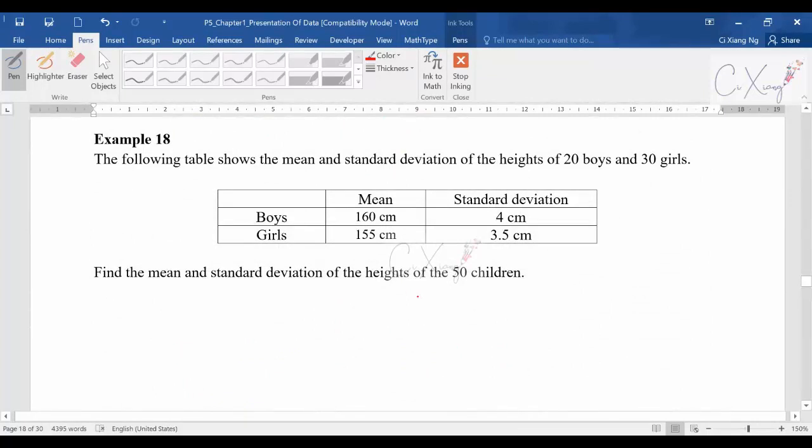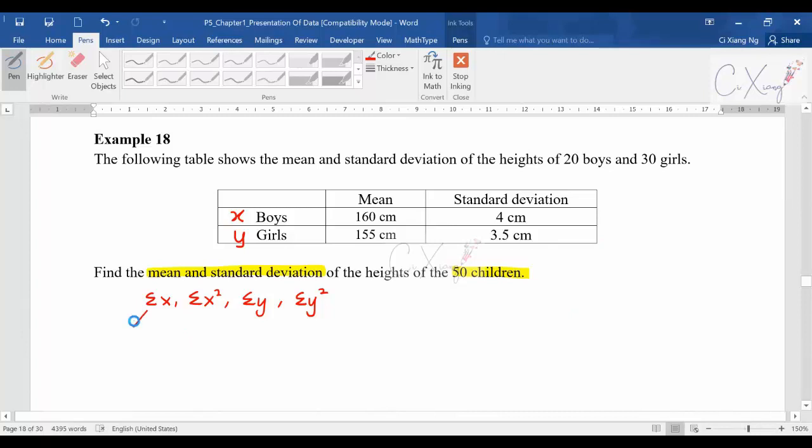Now you're having two groups, boys and girls. Instead of giving you the summation, they give you straight away the mean and also the standard deviation. Let's say the boys are X and the girls are Y. They want to calculate the mean and standard deviation for these 50 children. Before you do any calculation, you need to find summation X, summation X square, summation Y, and also summation Y square first. Please find all these first before you continue with the calculation.